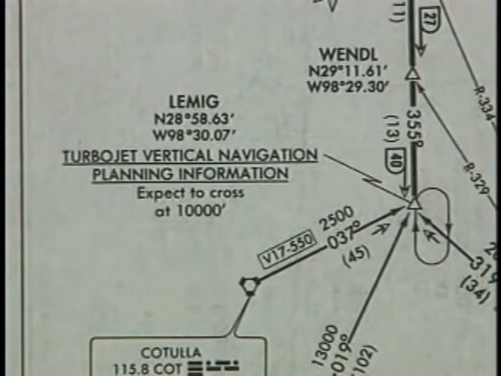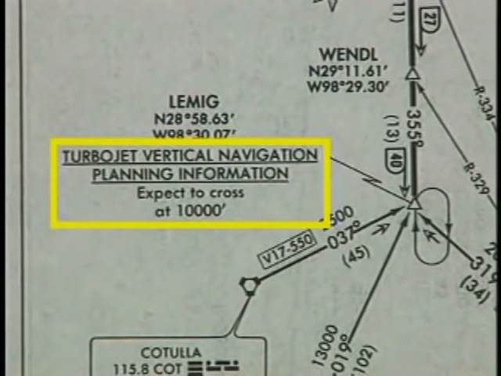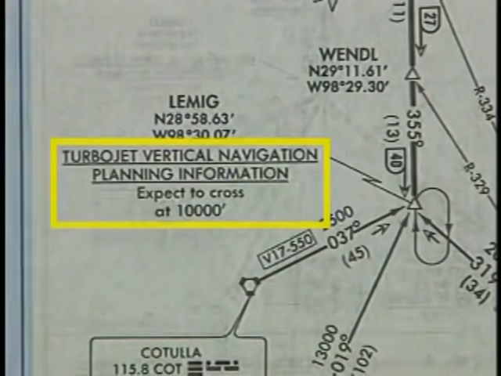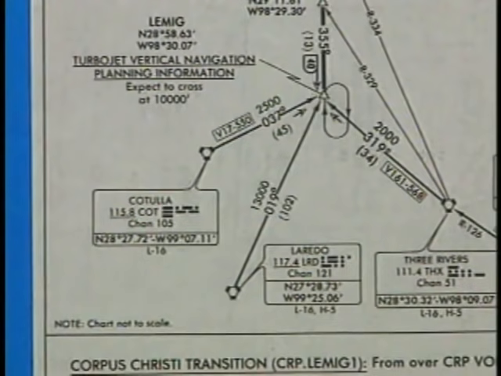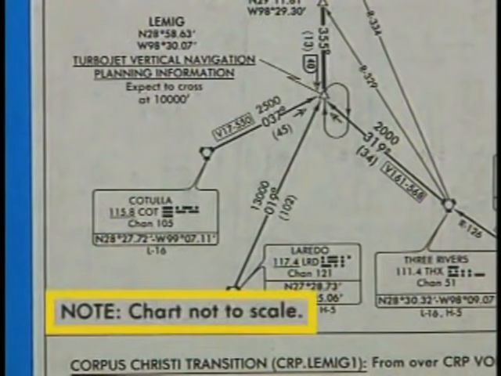The Lemig 1 arrival also contains information that will help jet pilots plan their descents. The vertical navigation planning section on some STARs may contain several altitude step-down fixes. Because of the large geographic area covered by standard terminal arrival routes, the charts are normally not drawn to scale.